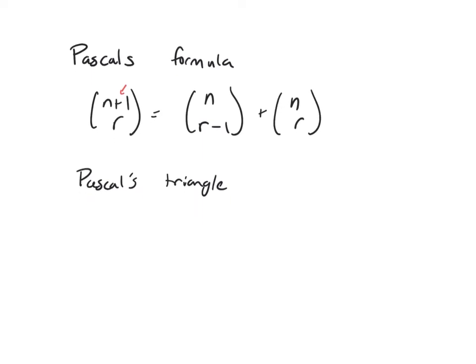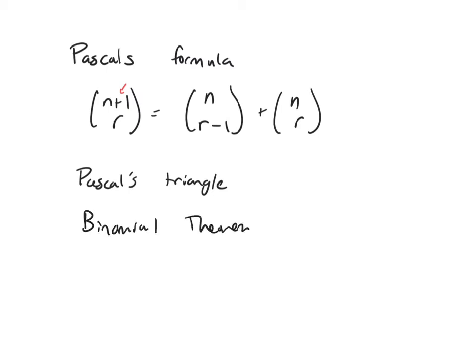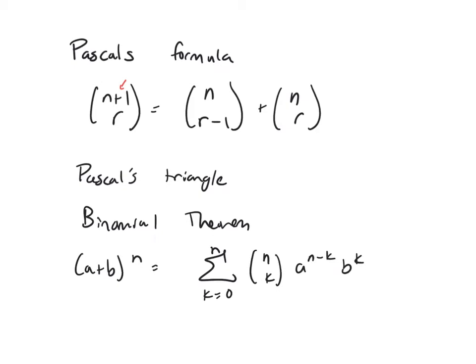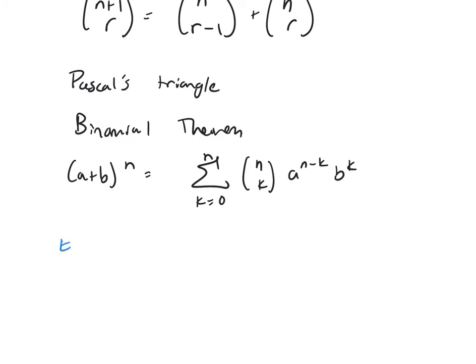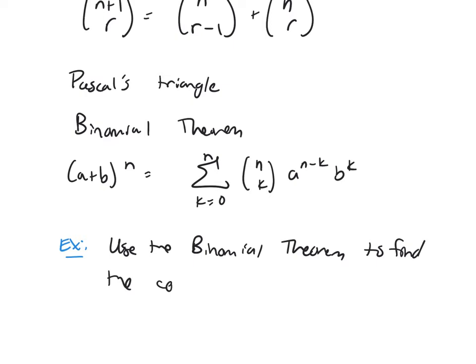And we discussed the binomial theorem. So that's (a plus b) to the n. It tells us how to get the coefficients when we expand out a binomial and choose k. So let's look at a problem involving the binomial theorem. For example, use the binomial theorem to find the coefficients.